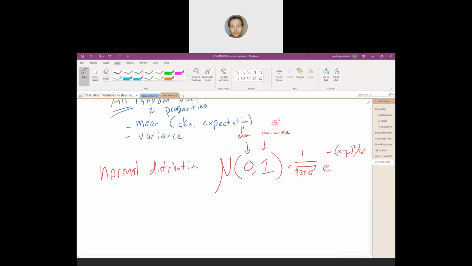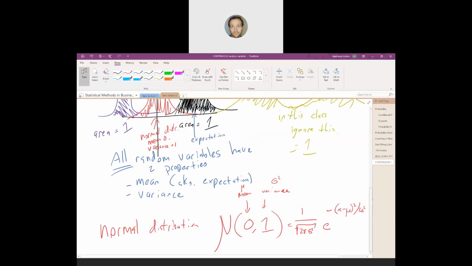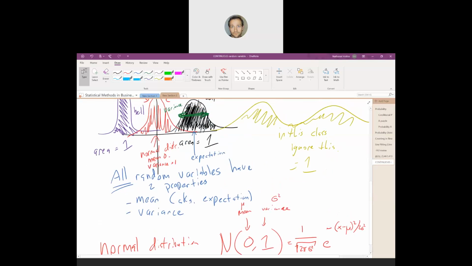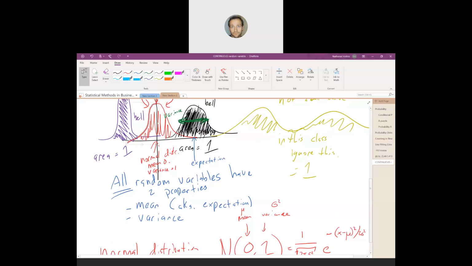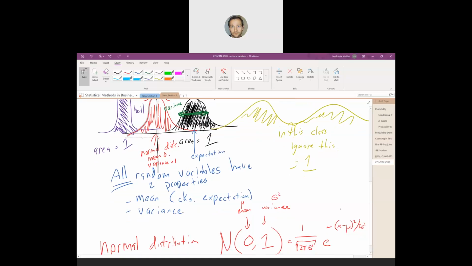Let me see if I can get these things on the same screen. So this thing in red here, this curve, is described exactly by this equation. The equation's super messy. It looks messy. We'll go over it.